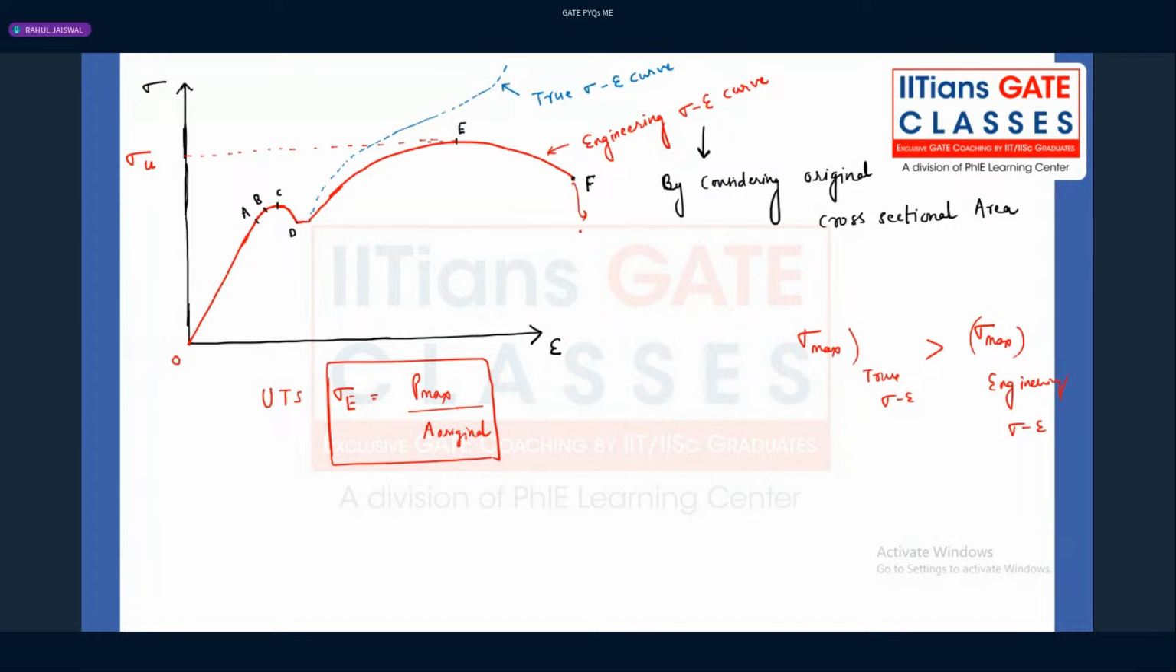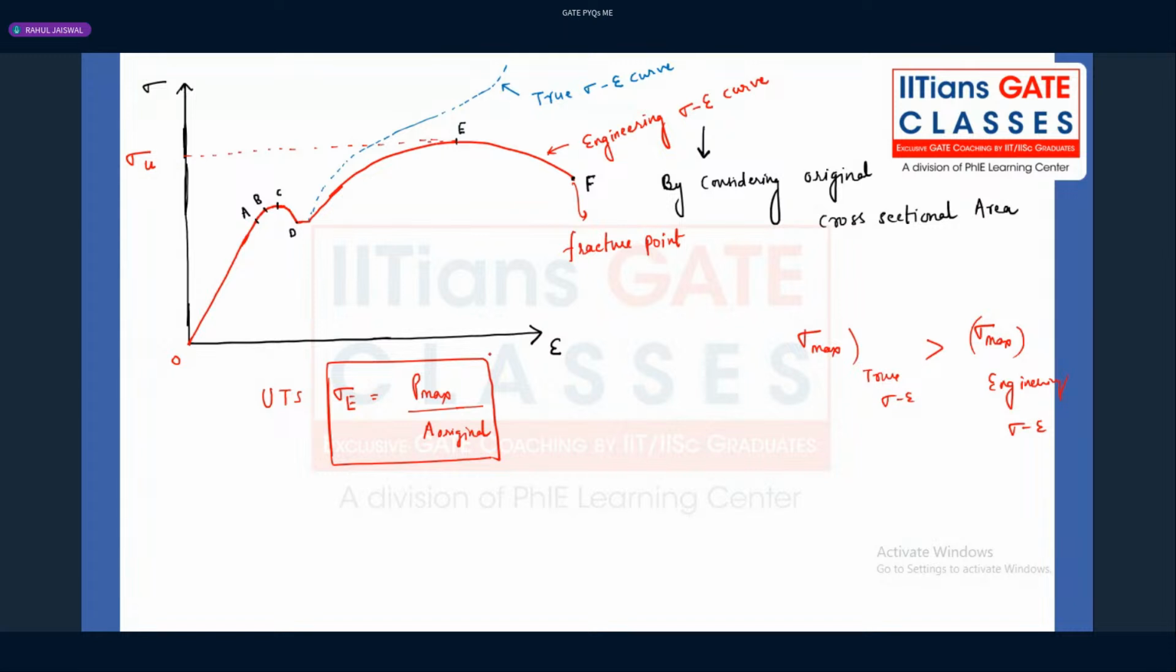This is nothing but the fracture point. Corresponding to whatever the stress will be there, that is nothing but fracture stress, or we say rupture strength or fracture strength, right? So this is very, very important. At the point E, what is happening? The necking will be started taking place, right? So that is the significance of point E.